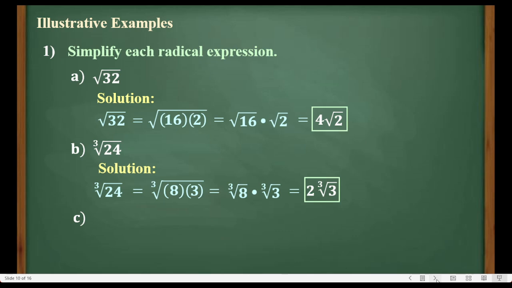Next, letter C. How about the square root of x to the fifth? Okay, so this is the solution. We're going to extract a perfect square factor from x to the fifth. So basically, we think of a number lower than 5 which is divisible by 2. And we know that is equal to 4. Why? Because this can be expressed as x raised to the 4th, okay?